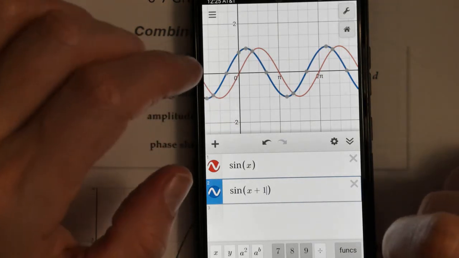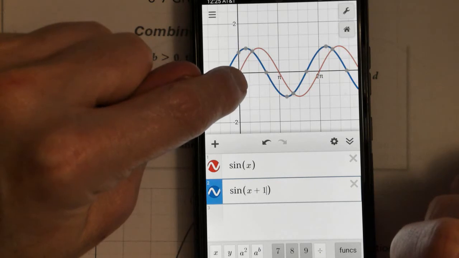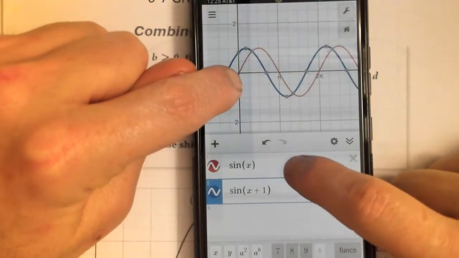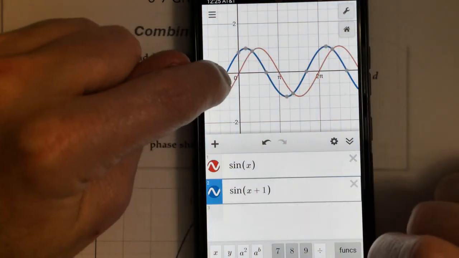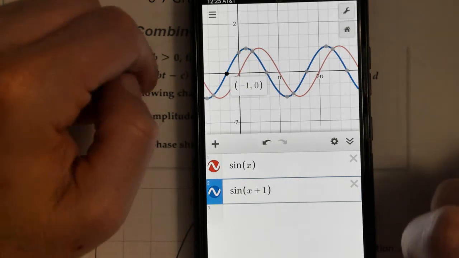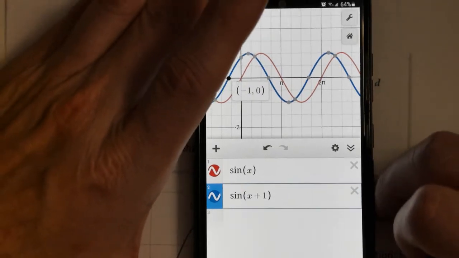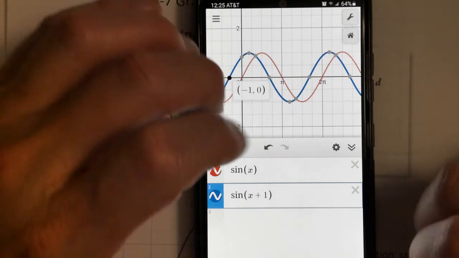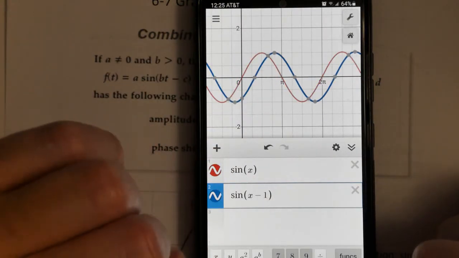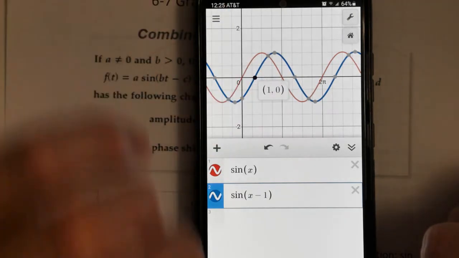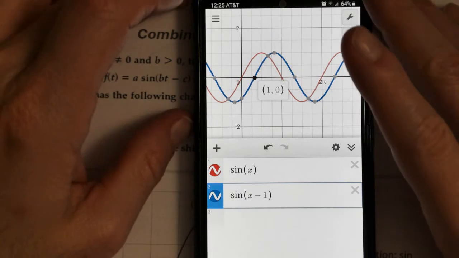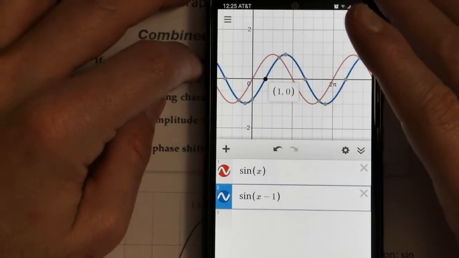As we take a look, we see this 0, 0 point right here. That's at 0, 0 on the sine function. When I go x plus 1, it's going to shift it to the left 1 space. As we pull the point up, we can see that it is shifted over to the left by 1. And likewise, if I were to change that to a minus, it would shift it over to the right by 1 space. That's what your phase shift looks like.